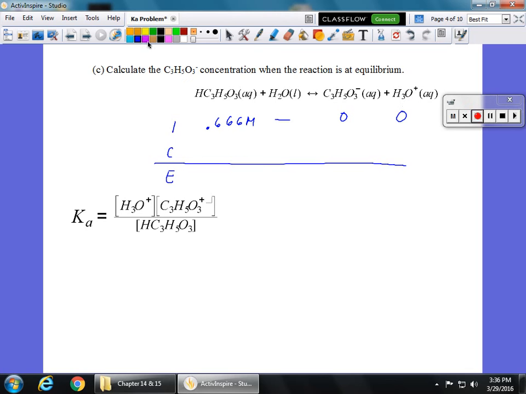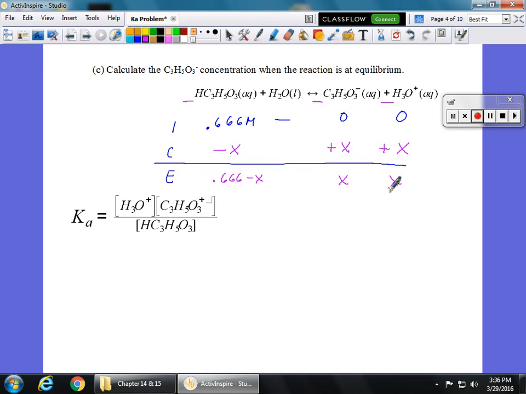We are going to put in the change. Obviously, this is going to shift to make some of the reactants at equilibrium. So the acid is going to go down. Some of it is going to react with the water. And looking at the 1:1:1 ratio, if the acid goes down by X, the conjugate base must go up by X, as will the hydronium ion. So we're going to say that this is 0.666 minus X, X, and X.